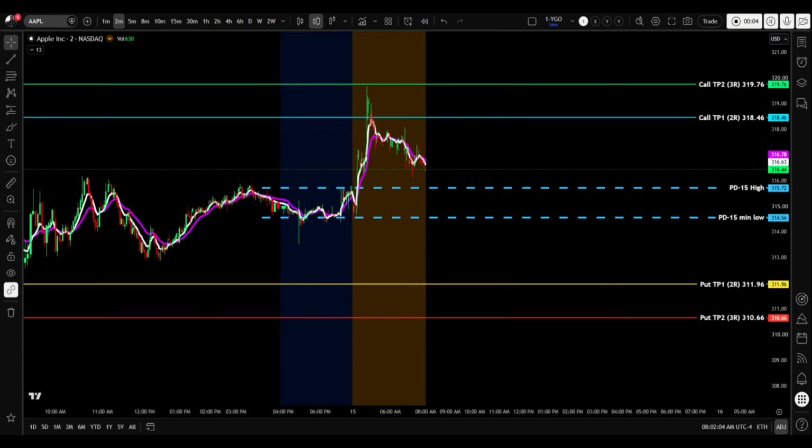is sitting right above my previous day 15-minute range, and this is where a lot of traders get trapped. If price holds above this 315.72, buyers may have room towards 318.46 and 319.76. But if price falls back inside the box, we don't trade, but it goes inside the box and then loses 314.56. Sellers can take control fast. Let me show you the plan before the bell.